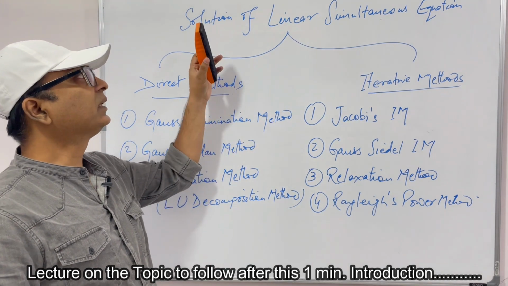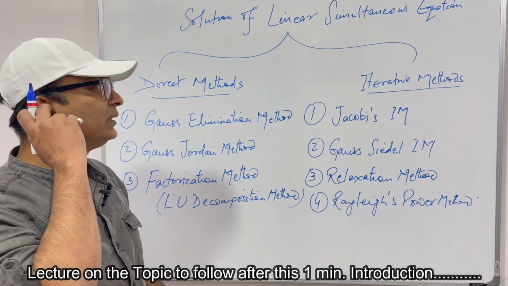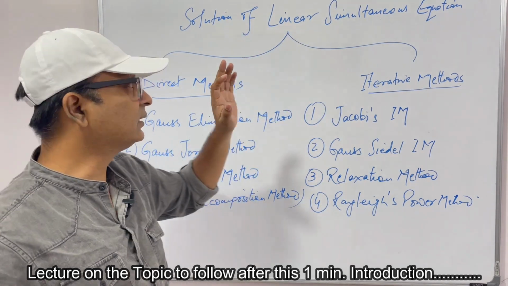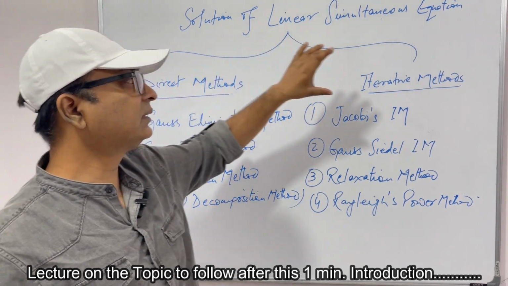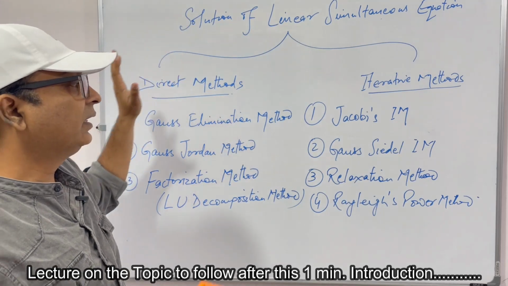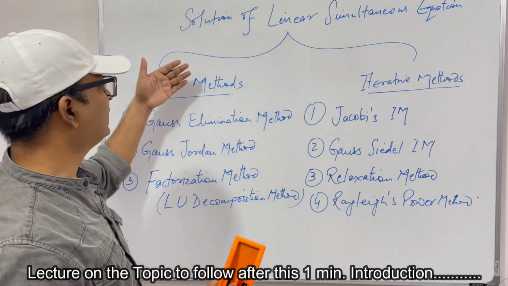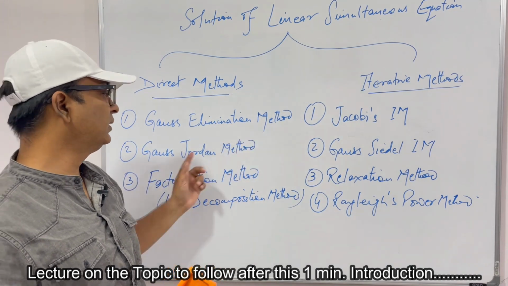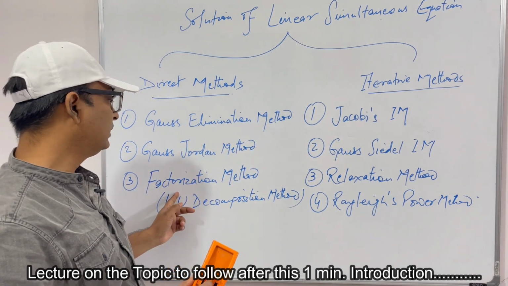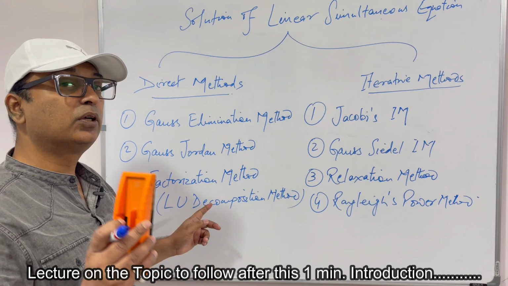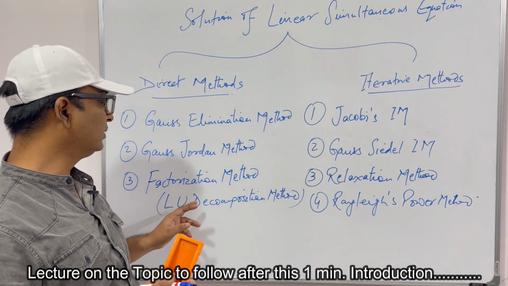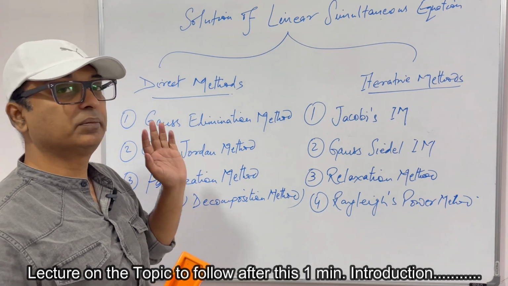So in this topic, the solution of linear simultaneous equations, there are two methods by which we solve linear simultaneous equations. First method is called direct method, second is iterative method. In our study, we'll be studying these three direct methods: Gauss elimination method, Gauss-Jordan method, then factorization method, which is also called Doolittle's method or LU, that is lower and upper triangular matrix decomposition method.